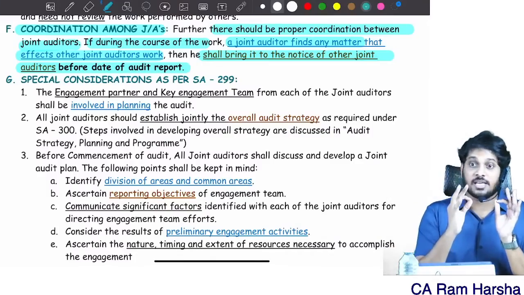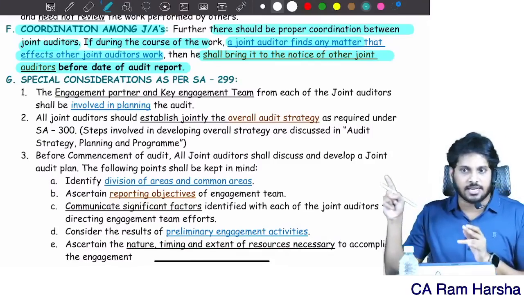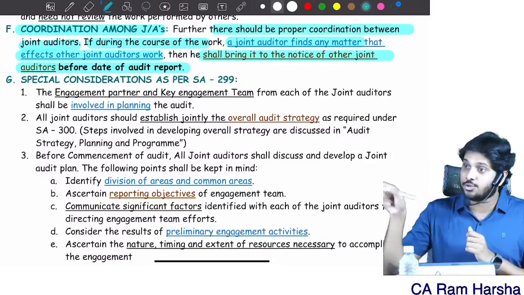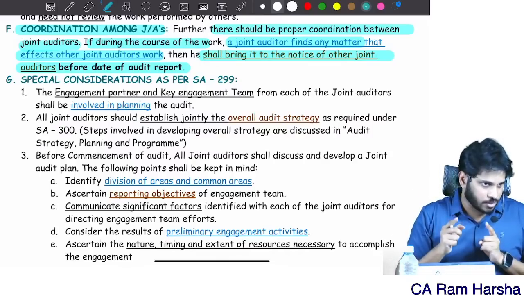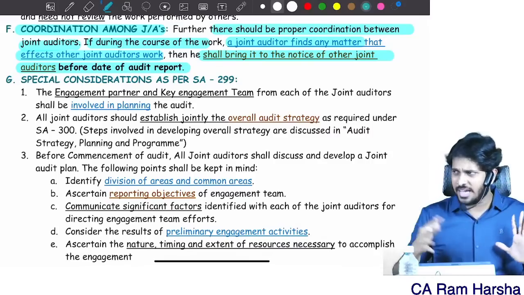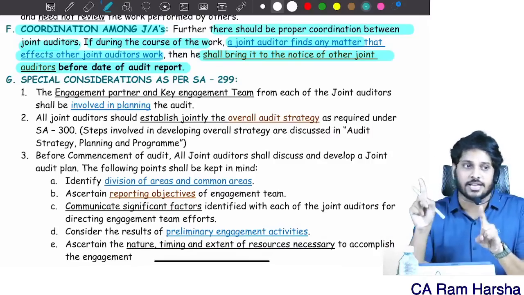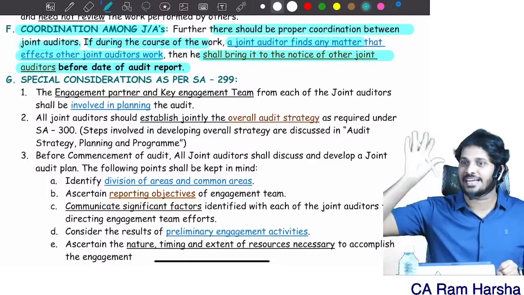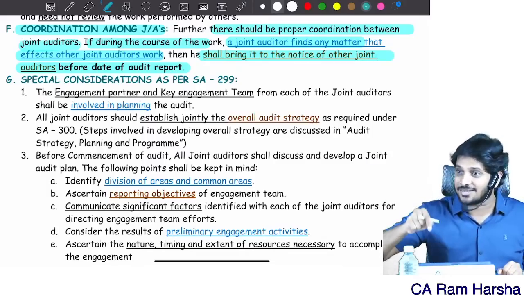You found some severe negligence, severe irregularities. You should immediately inform that matter to the other joint auditor who is actually dealing with the purchases. That is a moral responsibility for you. You cannot say, since that is not my area, that is his area, I am not responsible. No, you are responsible to communicate to him. That's it. If you fail to communicate, it amounts to misconduct as per the code of ethics. Why? You didn't comply with the auditing standard.